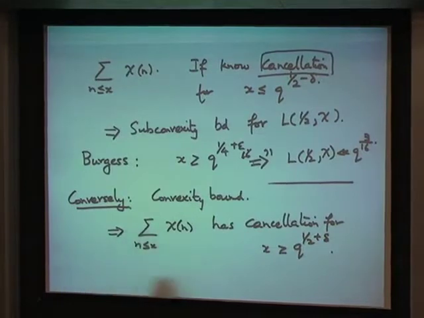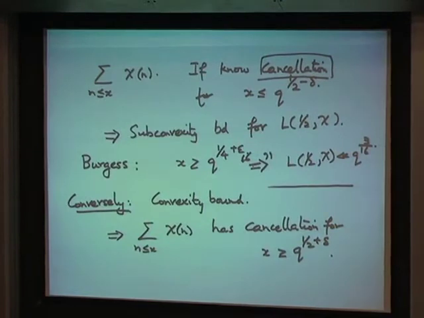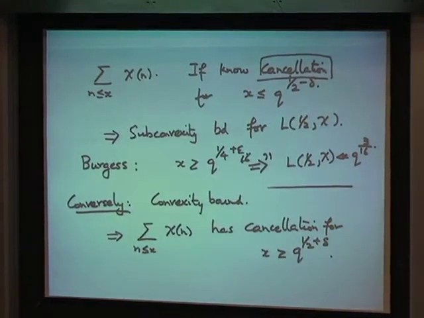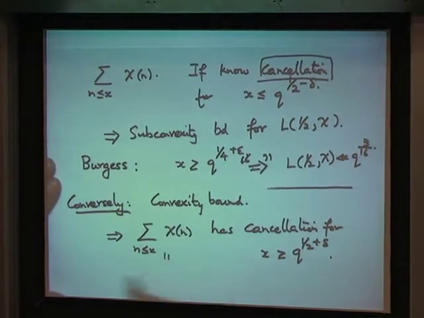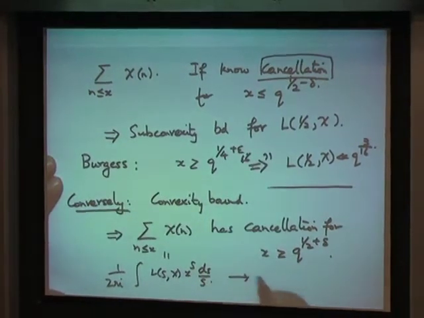You can use Perron's formula or something to write this as an integral of the L function times x to the s over s ds on some line. You move the line of integration to the half line, and then plug in whatever bounds you have for the L functions on the half line.